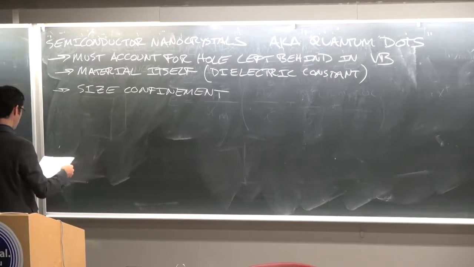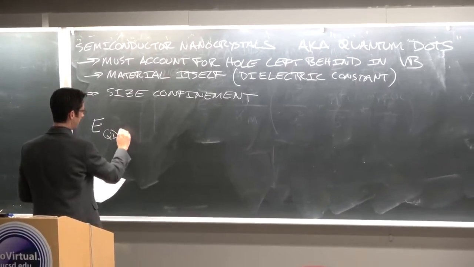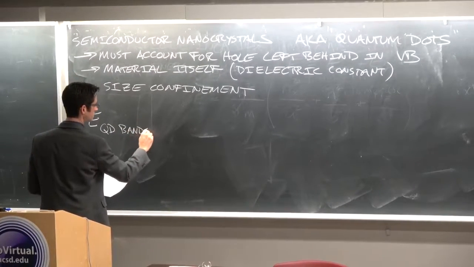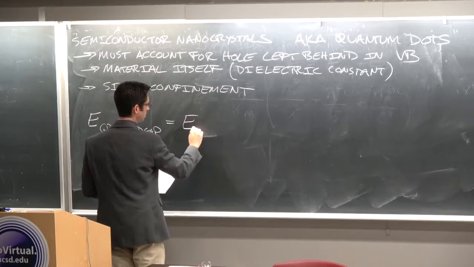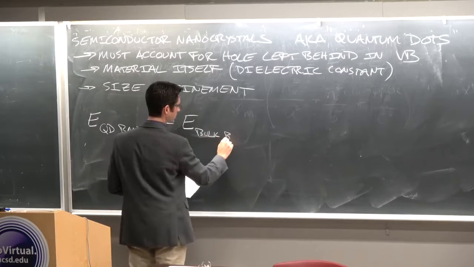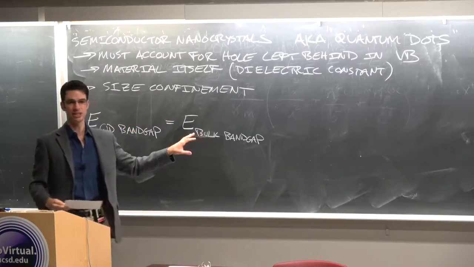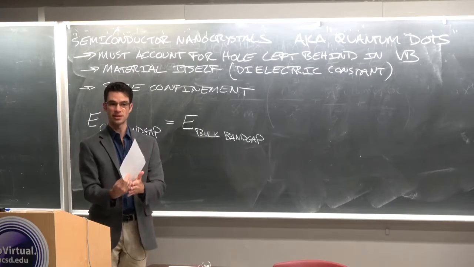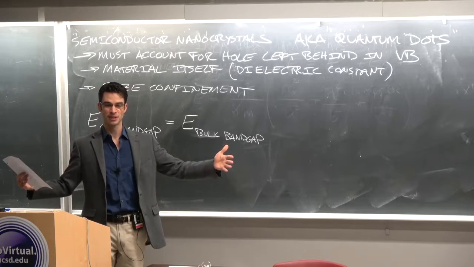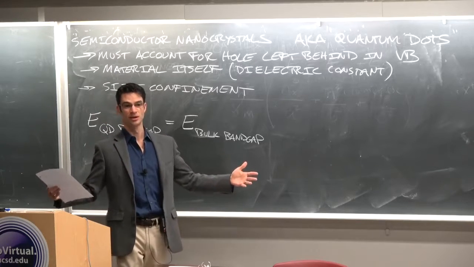Okay, so what we end up having is that the energy of the quantum dot band gap equals the energy of the bulk band gap. This is the energy of a semiconductor of infinite extent. But for our cases, infinite extent is a couple tens of nanometers, while the effects of size confinement on the electronic structure are no longer present.